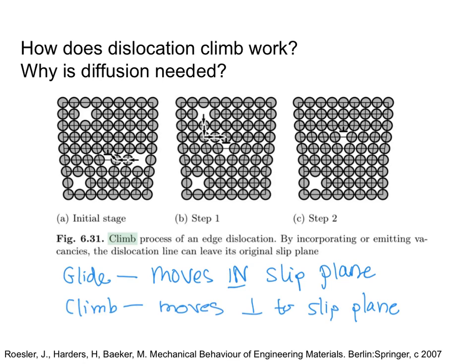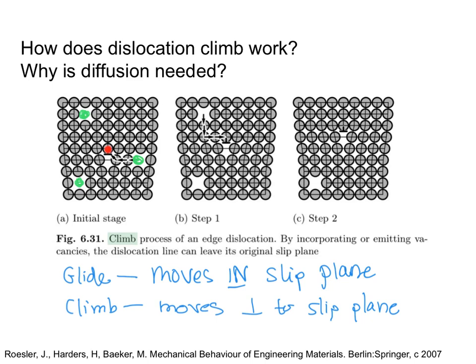So this figure here also comes from our textbook by Roessler, and it's useful for illustrating what's going on. So this is the initial stage. Notice that we have an edge dislocation here. We also have a few vacancies in this structure, and the vacancies are important because they are highly involved in the dislocation climb process. So in this first step, this vacancy that's over here is going to trade places with the atom next to it through diffusion, and then essentially trade places with this atom through diffusion.